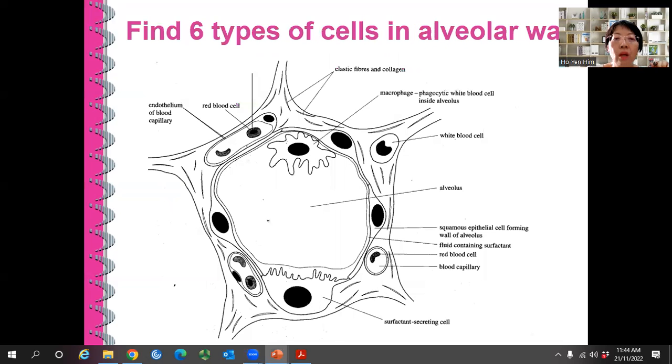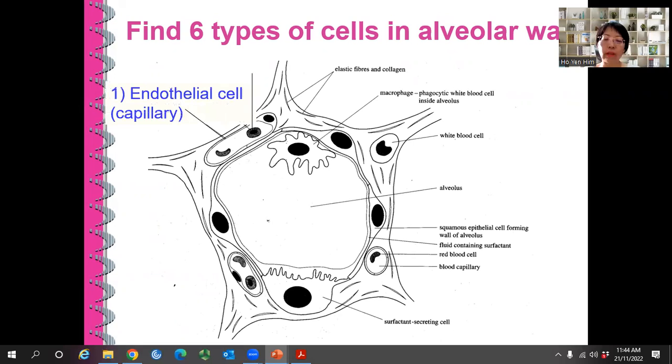Okay. So first thing we want to learn is the structure that forms the wall of the alveolus. You need to pull out this slide and label the 6 types of cells that you can find in the alveolar wall. So number 1 is the endothelial cell of capillary. In the wall, we've got capillary for gaseous exchange. The cell that forms the wall of the capillary is called endothelial cell because it faces the internal environment. Label this one in your diagram notes.